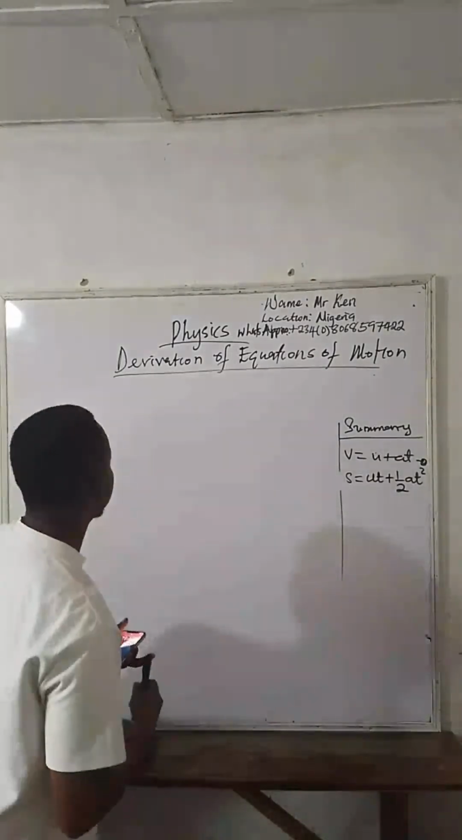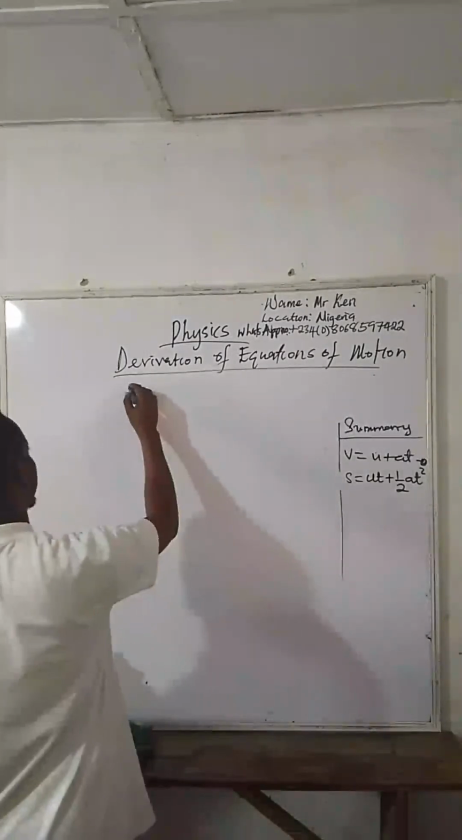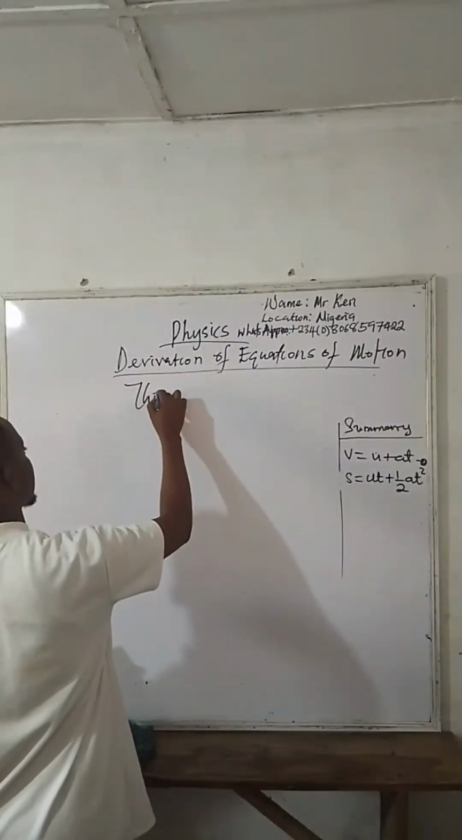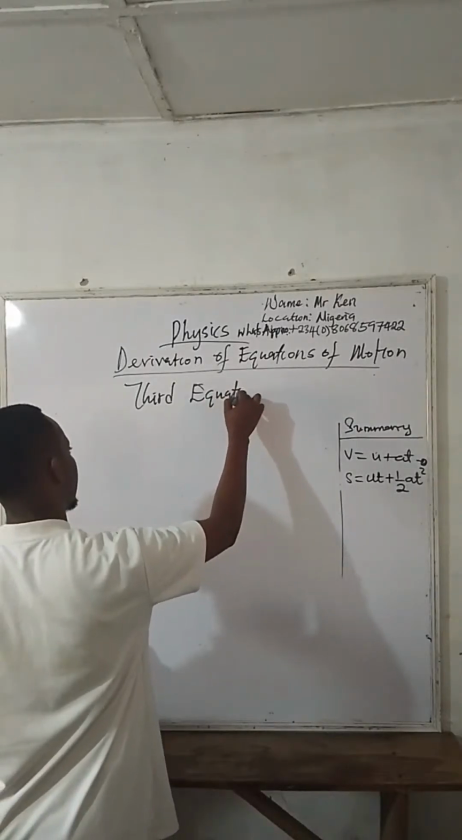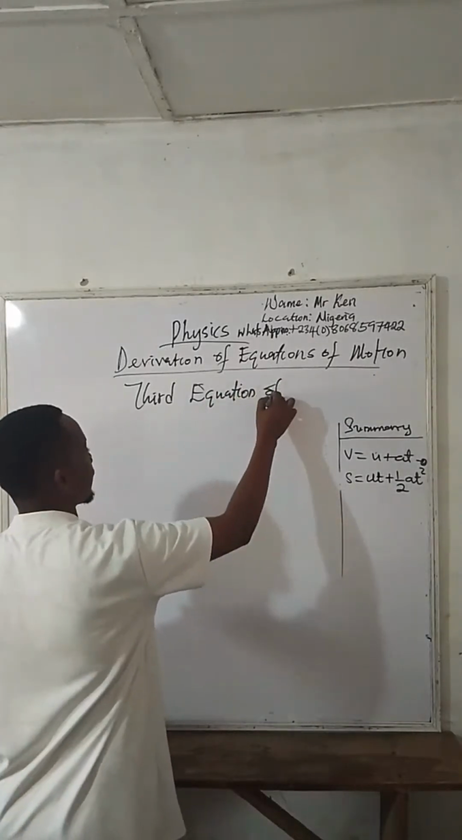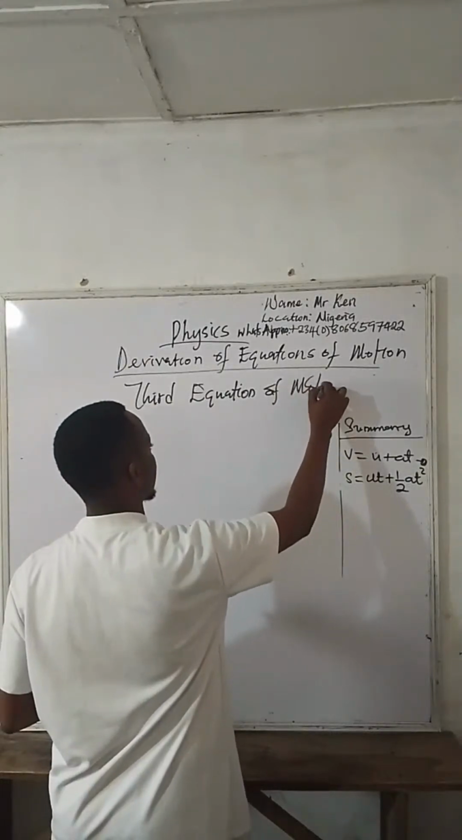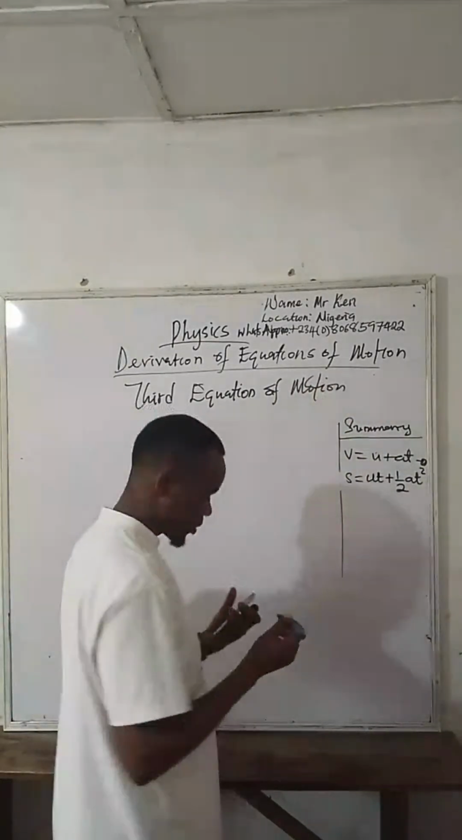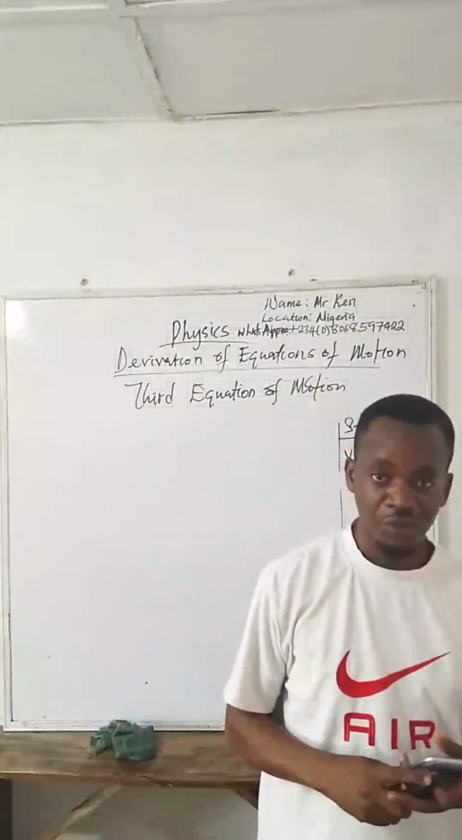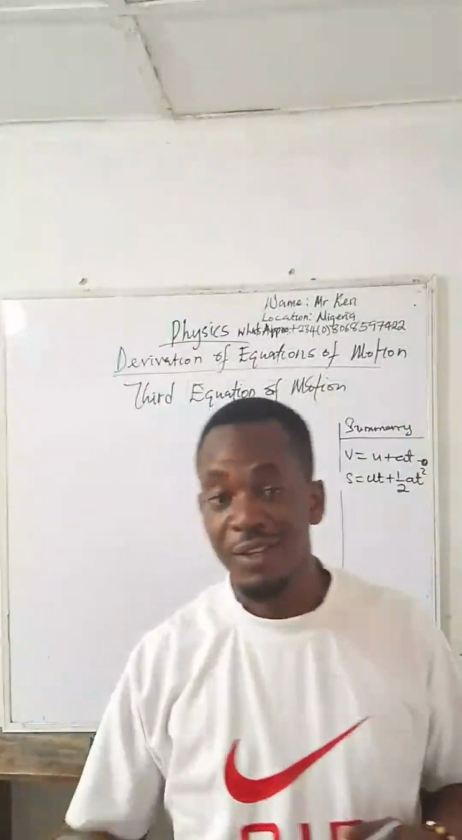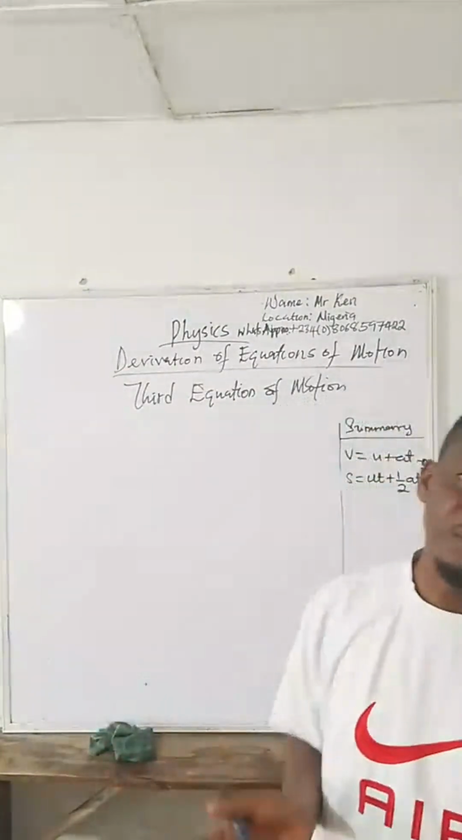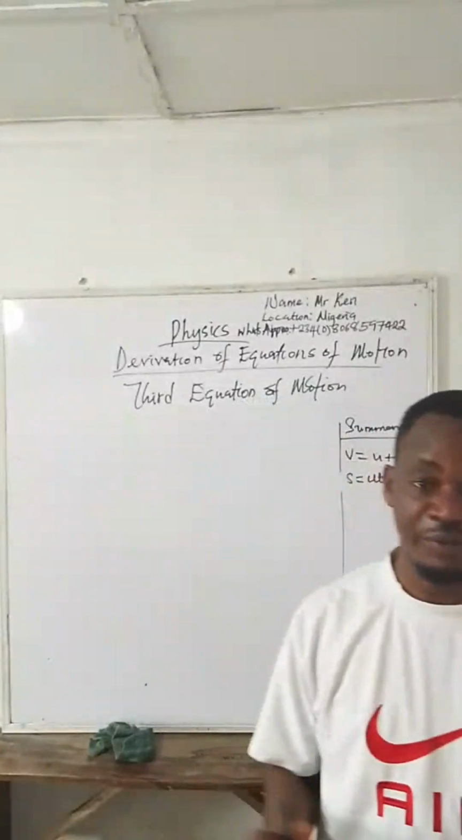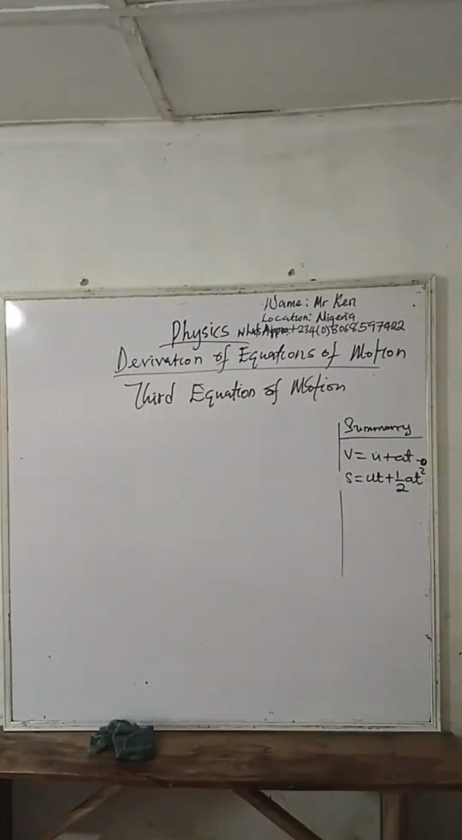So, let us get our third equation of motion. So the third equation of motion, how you go take get am? You go get am from the first equation of motion and remove the second equation of motion from it. Now so you go take get that third equation of motion.